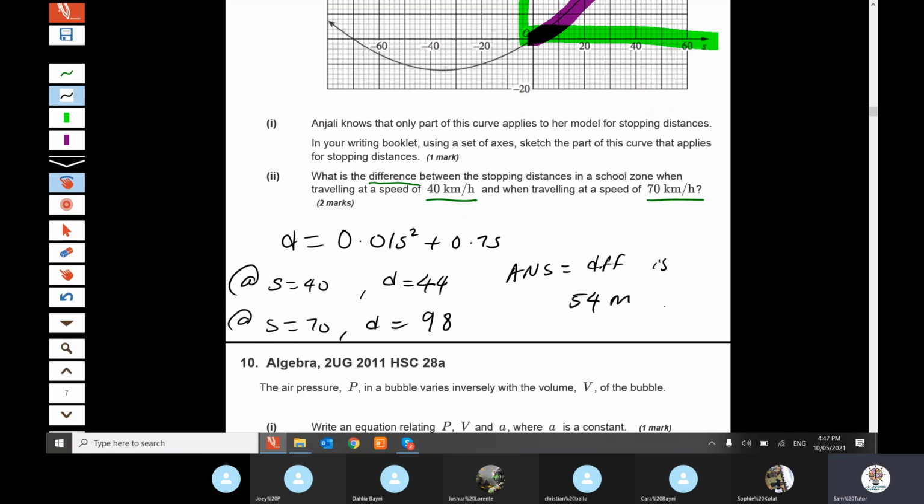So if you travel an extra 30 k's an hour, you will stop 54 meters more than if you were traveling only 40 k's an hour. Quite amazing. And it is exactly true. The only thing that this isn't taken into account is your reaction time. Because if you react slow, your distance is going to keep going by the time you react, and then there's your stopping distance. So it's actually a lot more than that. Quite scary. That's why the school zones are obviously only 40 k's.